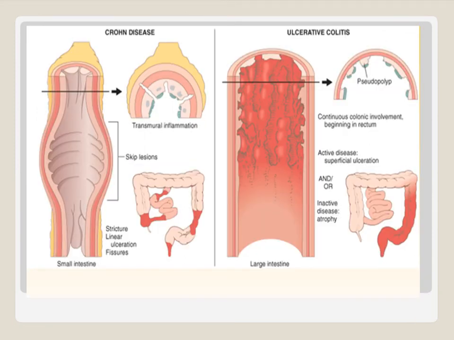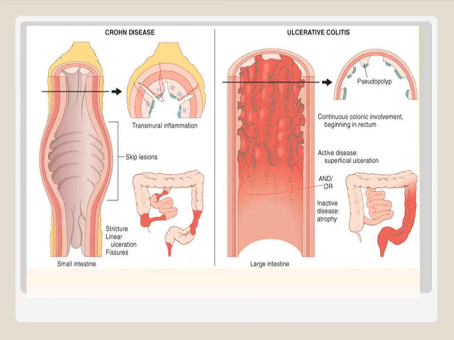Here's another visual to see the difference between what the two diseases look like. Again, here are those deeper fissures from Crohn's disease. And then the large intestine with ulcerative colitis essentially appears just like a red inflamed area rather than these deeper fissures.